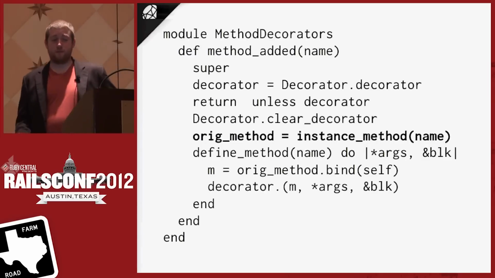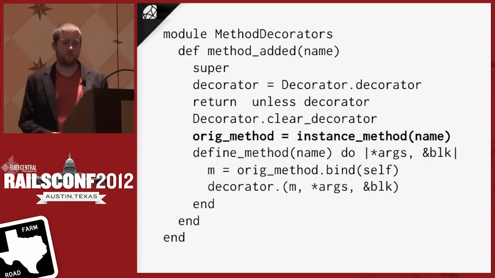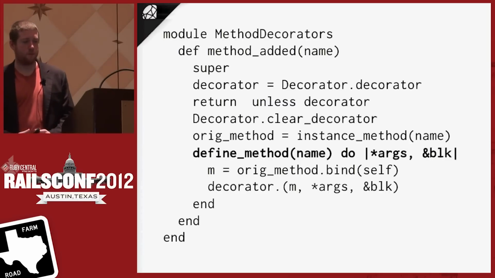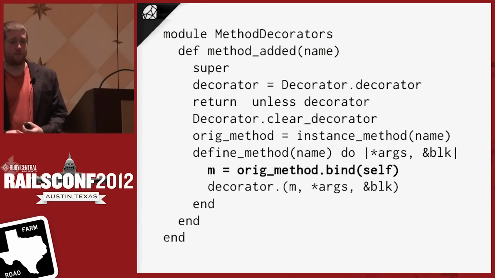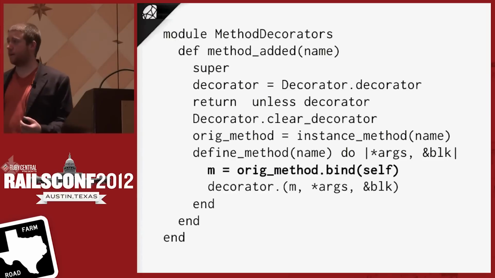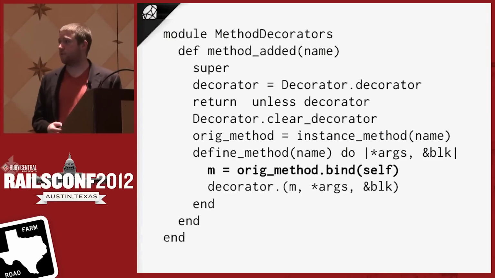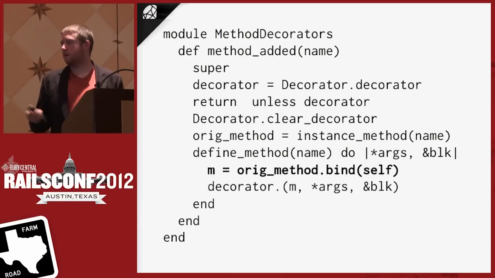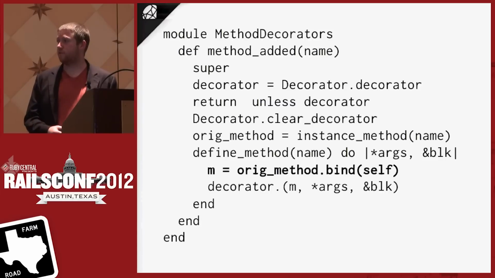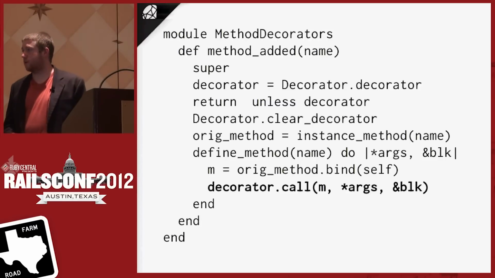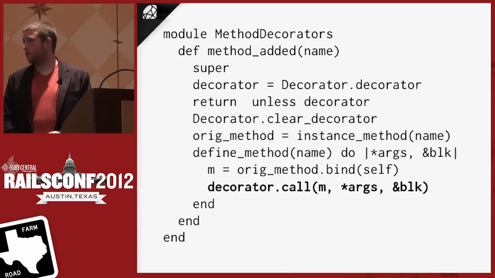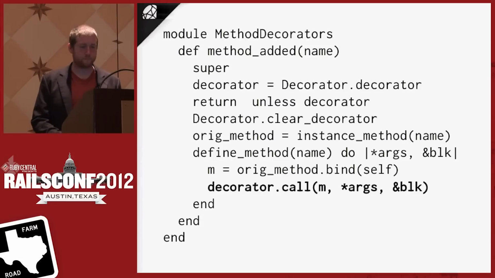We have to get the original method that was just defined. So we grab it with this instance method and store it away. We start redefining the method. Inside of the method, we have to rebind it. So instance_method returns an unbound method, which is a method that doesn't know what object it belongs to. And so when you call bind on it, it tells it what object it should belong to. And then we call the decorator. This is the same call that we just defined in transactional a few minutes ago.